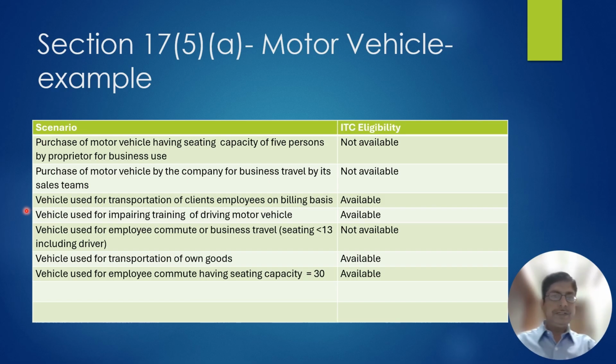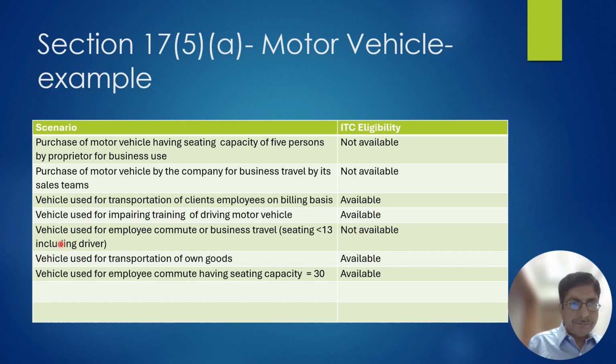Let's go to the next example: a vehicle used for transportation of a client's employees on a billing basis. See, it is used for further taxable supply of passenger transportation. Therefore, the credit is available. Credit is available on what? On the purchase of that motor vehicle, the GST credit is available. A vehicle used for imparting training of driving that motor vehicle, credit is available, no problem.